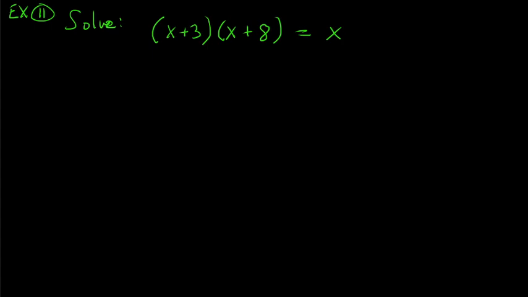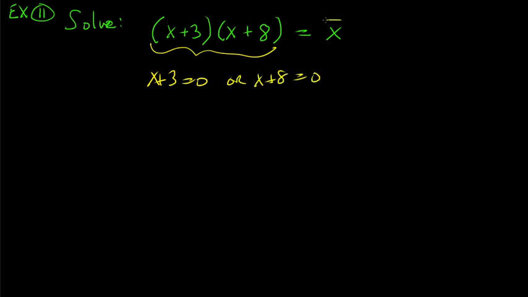Okay, we want to solve x plus 3 times x plus 8 equals x. This is a bit of a tricky one too. Some of you might be thinking, wait a minute, this is already factored, right? This is like the very first one we did, in which case we just set these equal to 0, right?